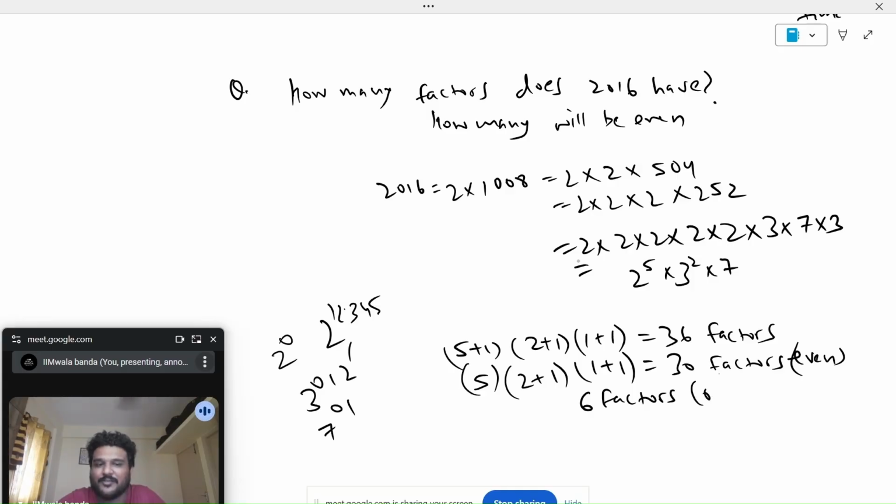And this is how a question will be framed. How many factors are odd? I can't think like that. I have to think of even factors because I can play with 2. Correct? Similarly, if it had asked how many factors will not be divisible by 3.